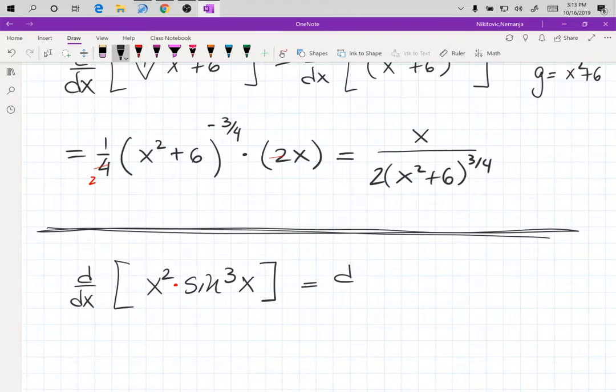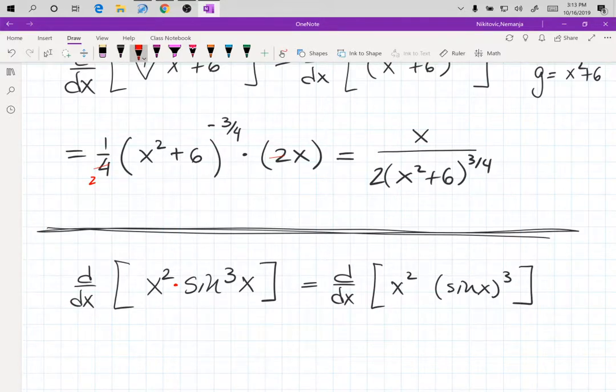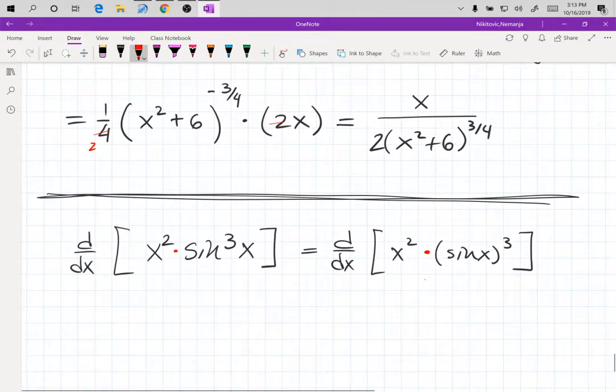So if you rewrite this carefully as x squared times sine x cubed, you should see the product rule. Usually we call this u and we call this v. So we need uv prime plus vu prime. It's a product rule. And then within this product, when we have to take the derivative of sine cubed, we have a chain. So this is chain within product.